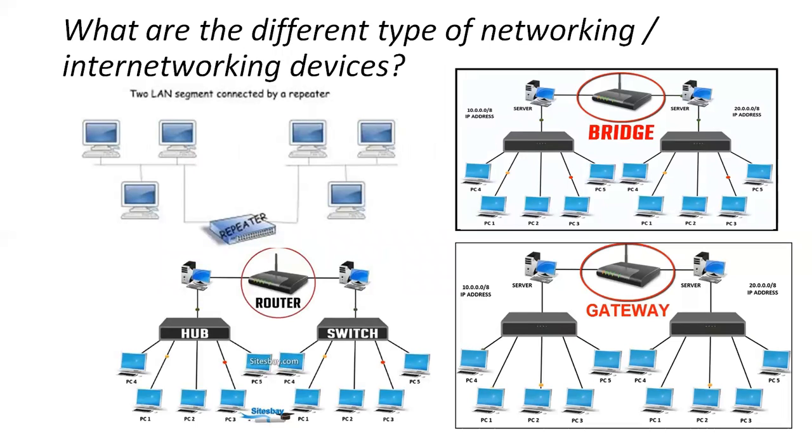What are the different types of networking or internetworking devices? We have four different types of networking or internetworking devices. The first one is the repeater, also called a regenerator. It is an electronic device that operates only at the physical layer. It receives the signal in the network before it becomes weak, regenerates the original bit pattern, and puts the refreshed copy back into the link.